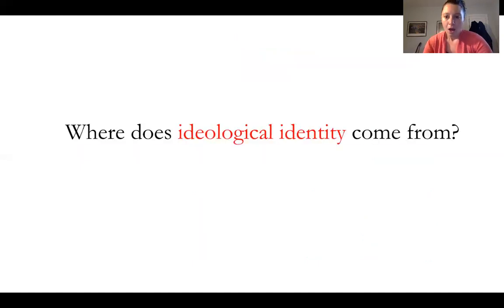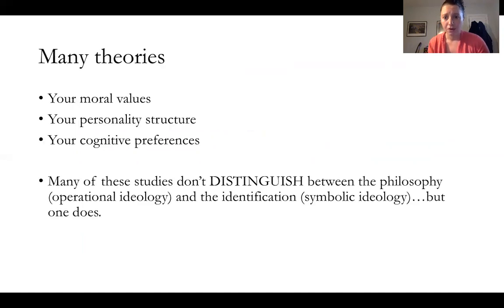As with partisanship, we are going to ask, where does ideology come from in terms of the identity component? There are many theories as to where your ideological orientations come from. We're not going to go through all of them. There are people who say this has to do with your moral values. There are people who say this has to do with your personality structure. There are people who say this has to do with your cognitive preferences. That basically means, do you like to categorize things? Do you like it when there's ambiguity in information, or would you rather have something be close-ended?